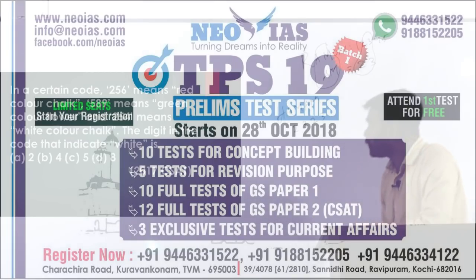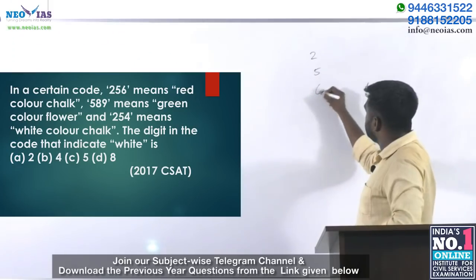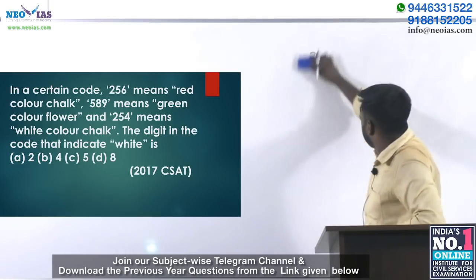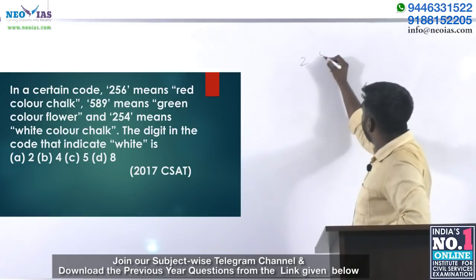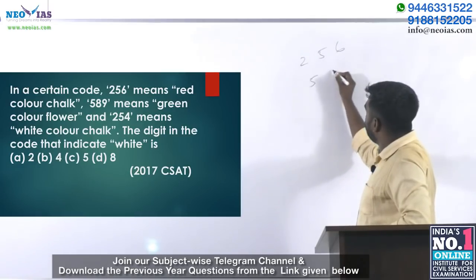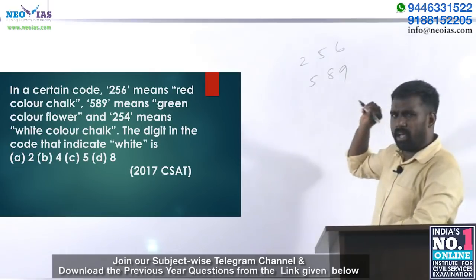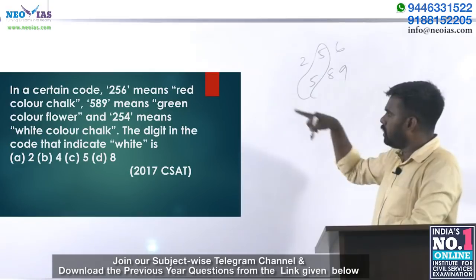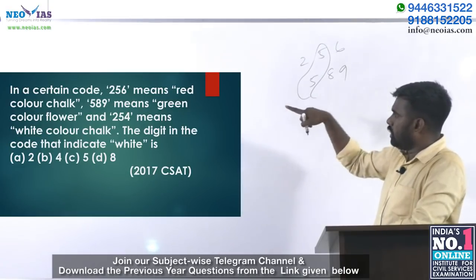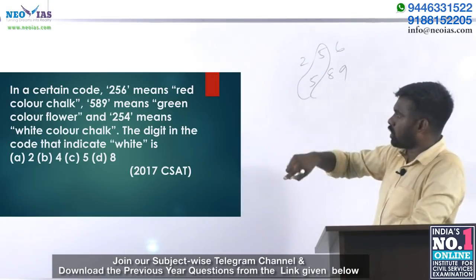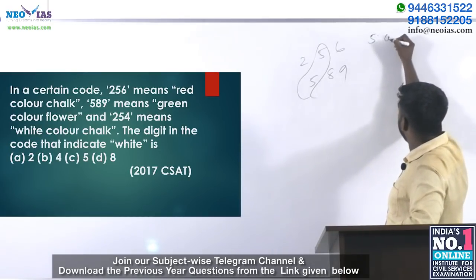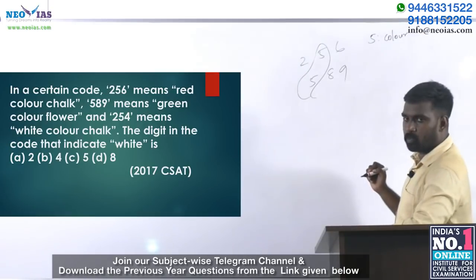In a certain code, 256 means red color chalk. We will write as 256589. While seeing this, something is common, right? What is common? 5 is common. So what is the common thing in this first code and second code? Red color chalk, green color flower. So color is the common word, right? So 5 indicates color, right?